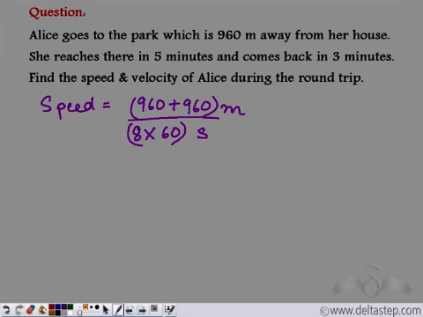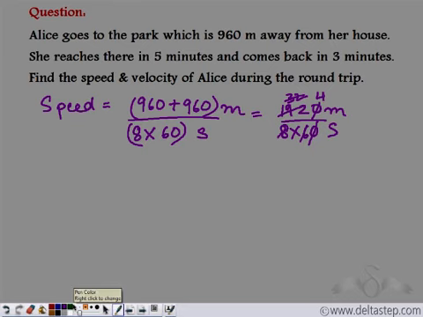Note that it is very important to write these units because without these units, this expression is meaningless. Now let us calculate it. So we get 960 plus 960 as 1920 meters and 8 into 60 seconds. Cancelling out, we get this as 32, this is 4. So speed of Alice is 4 meters per second.